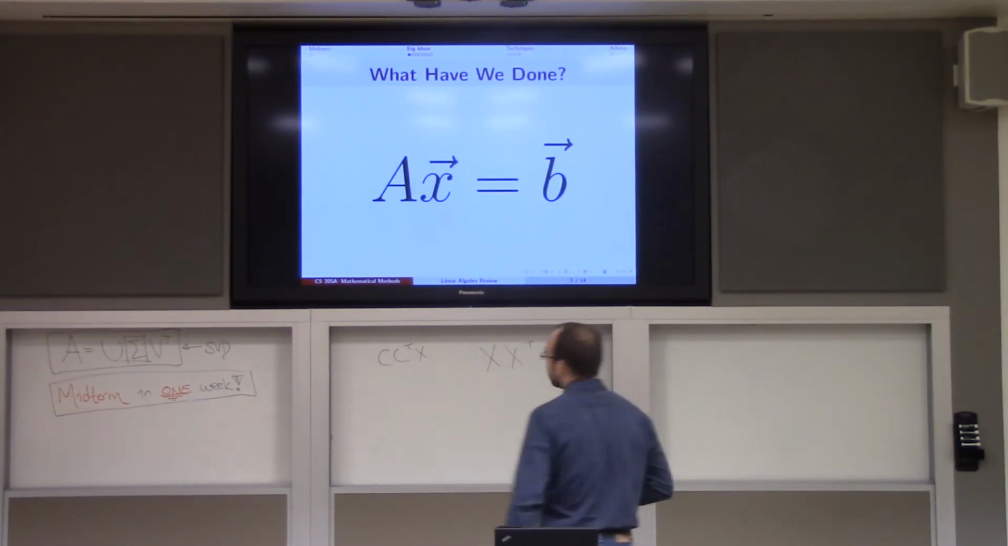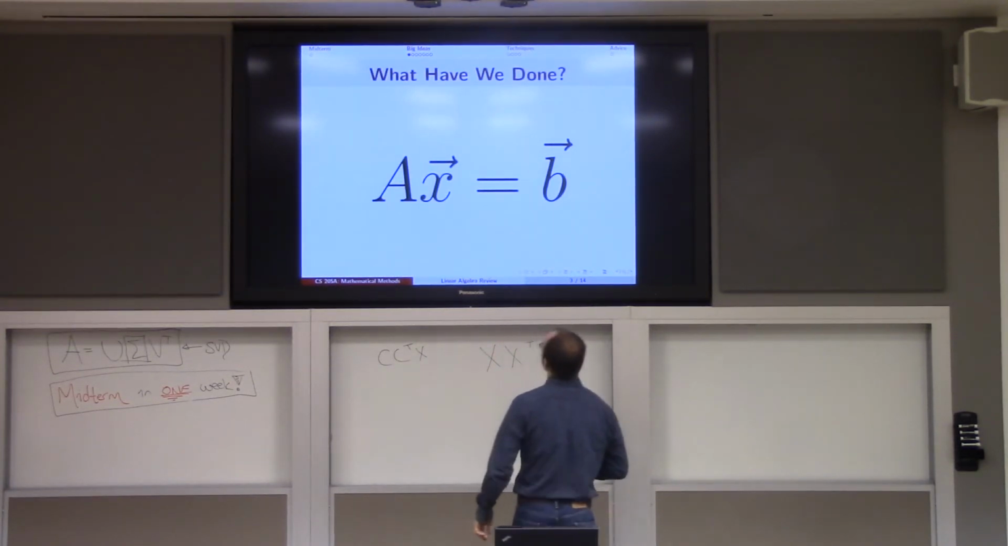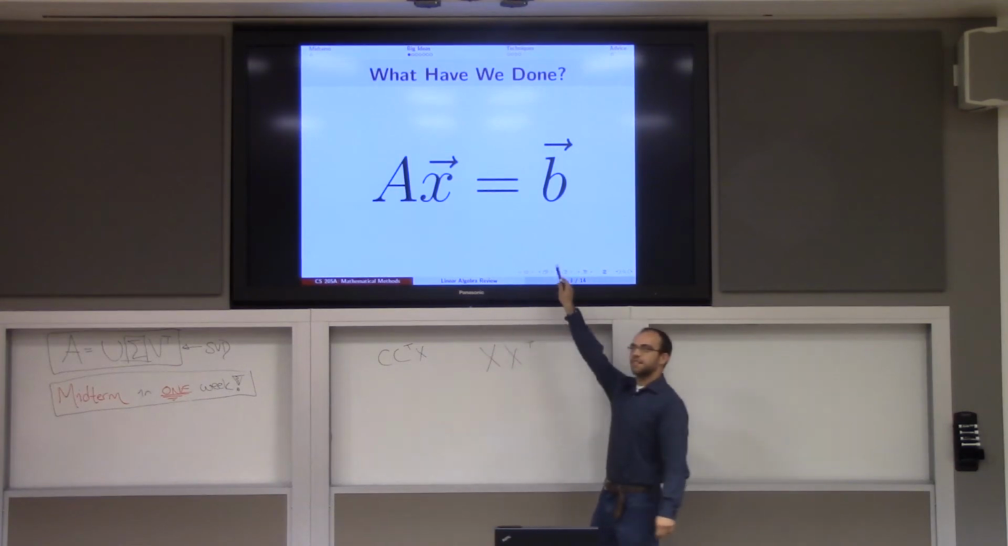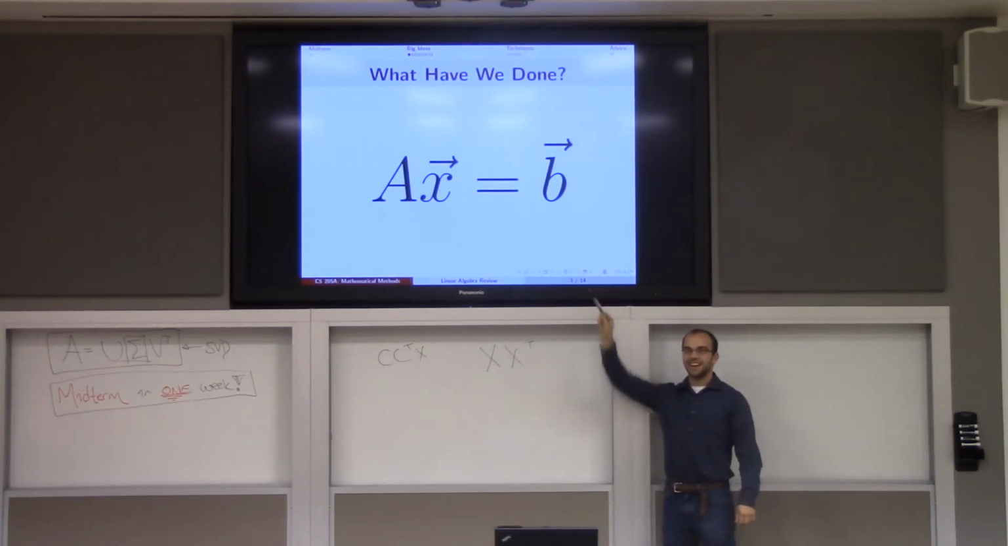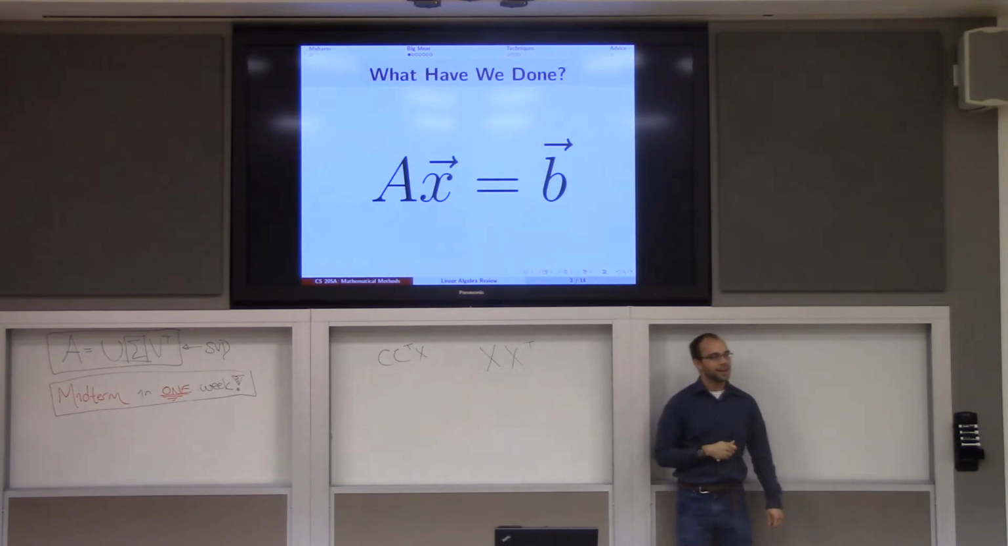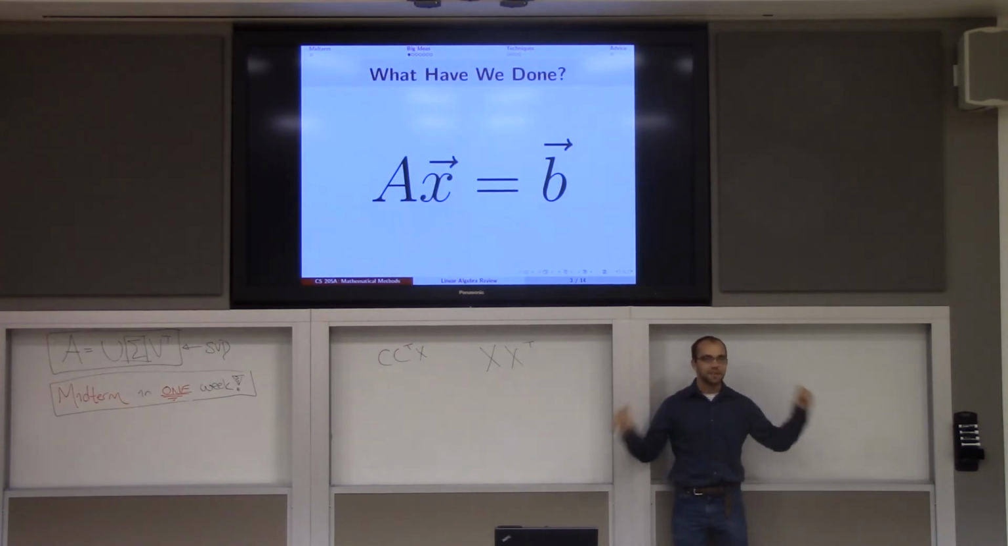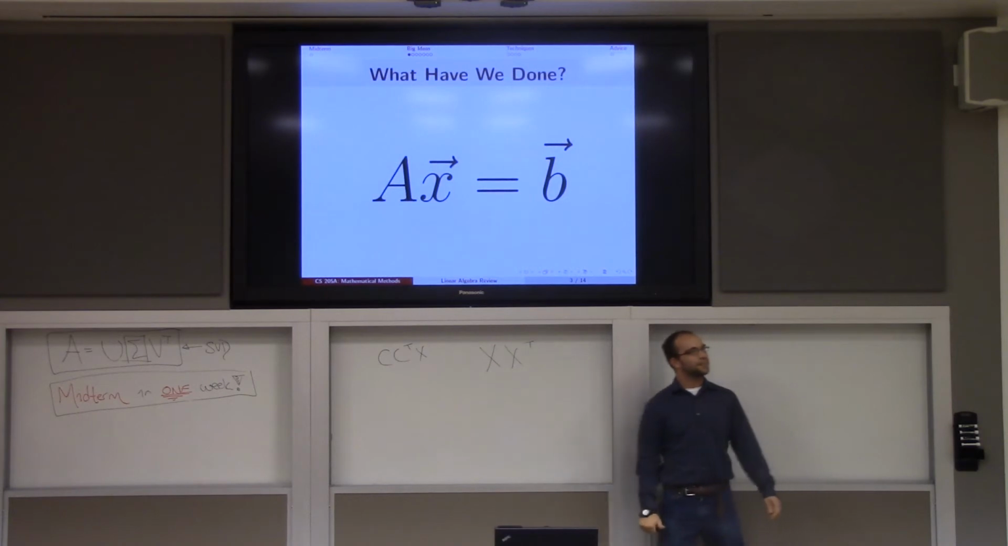Basically, in the first 4 weeks of CS 205A, we have analyzed to death this system of equations right here. Ax equals b. We have dealt with the case where A is tall, where A is short, where A is singular, where A is invertible, where A is square, where A is symmetric, where A is positive definite. Hopefully you get that all of these things show up in practice and in different places.